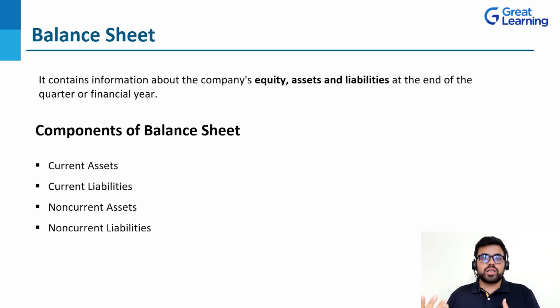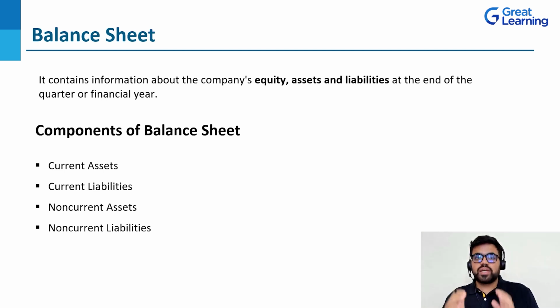Asset means the future economic benefit that it would give. Second, it tells us about the liability section of it. Now, liabilities are the borrowings of the company, what it is liable to pay outside the organization, right? Thirdly, it tells us about the ownership of the company, the equity part of it.